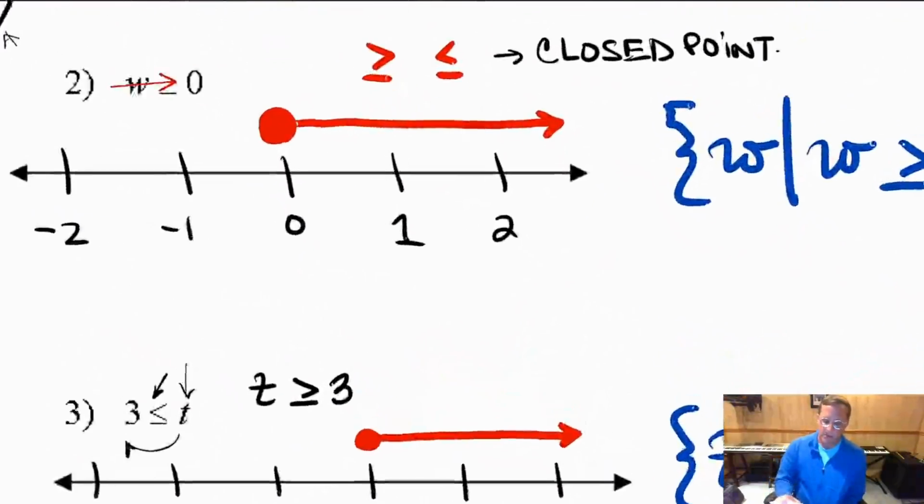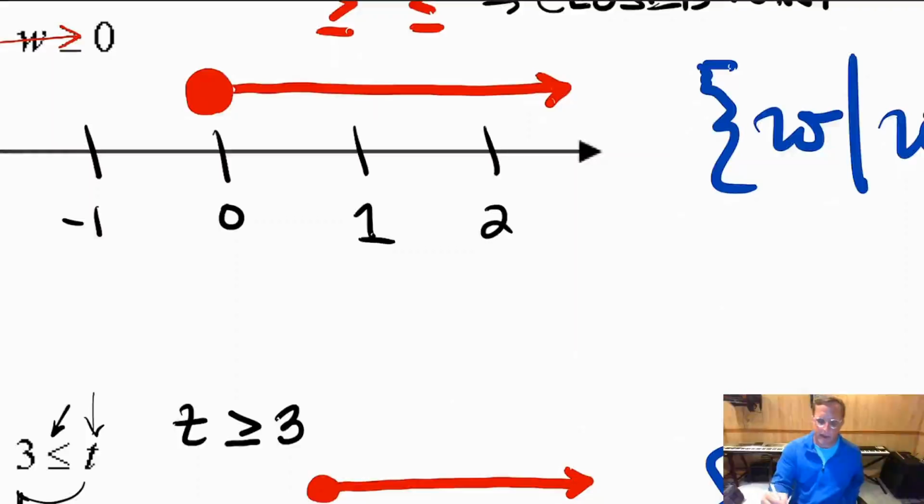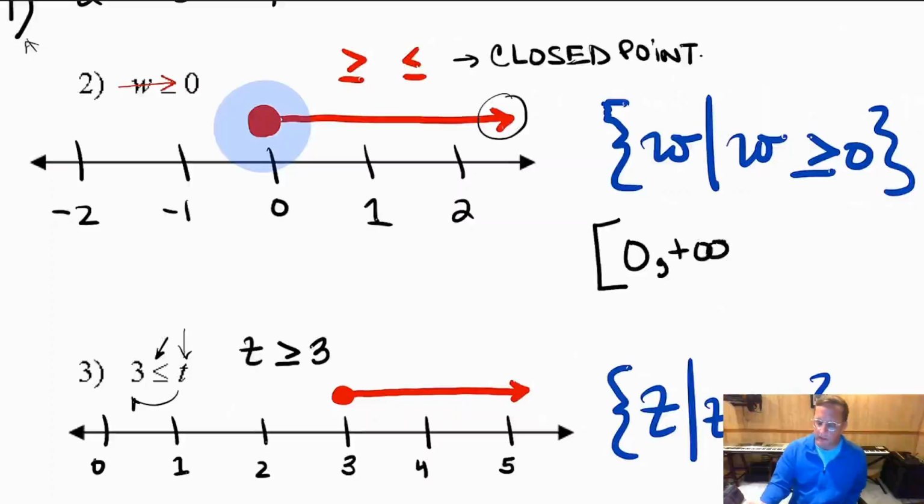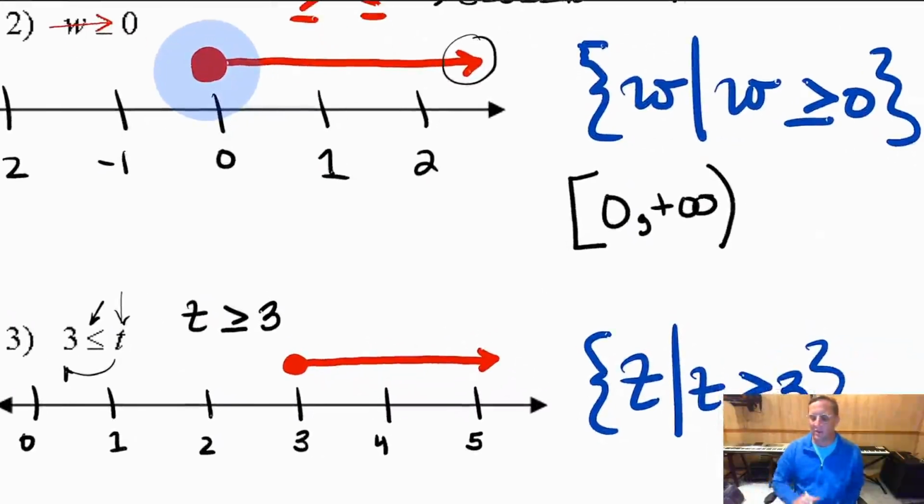All right, for number 2, again, let's look at this from left to right. On the left side, we've got 0, which is a closed point. So our interval notation for that one is going to be a bracket. We're going to put 0 there. And then the right side of our inequality represents positive infinity. You don't have to put a plus if it's positive, but I'm just doing that to drive home the point that we're going in the positive infinite direction.